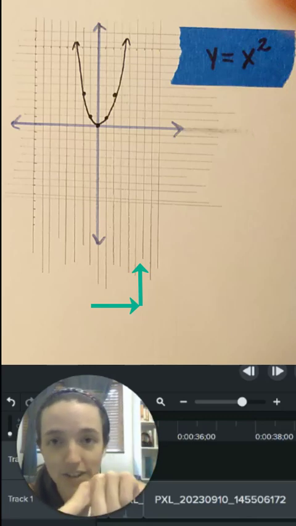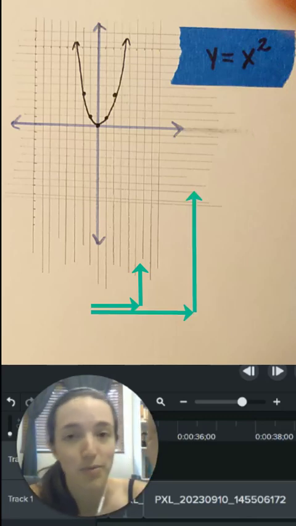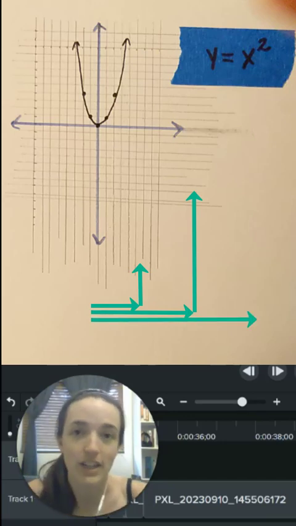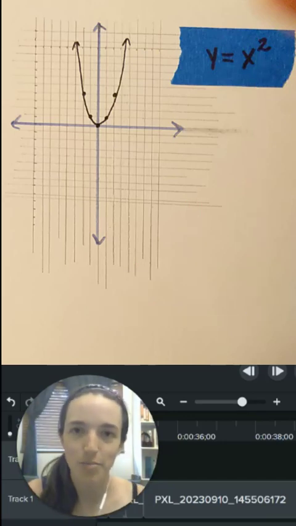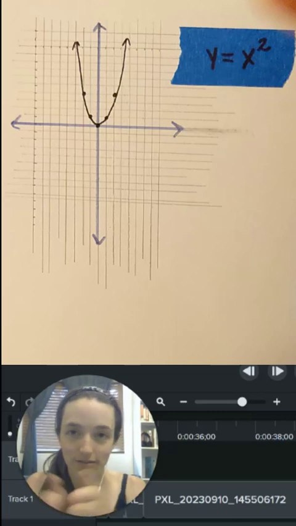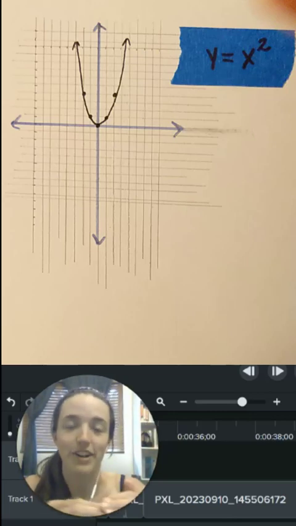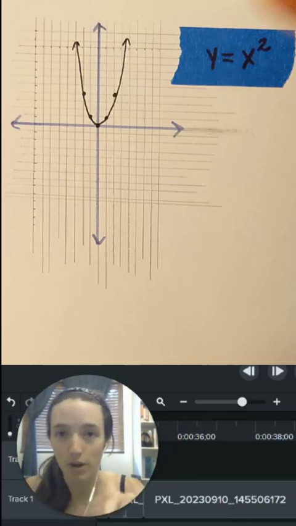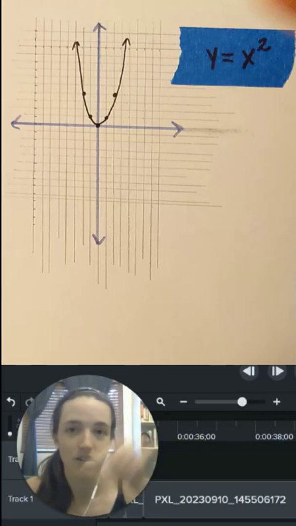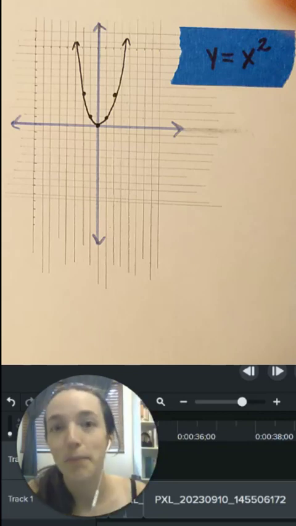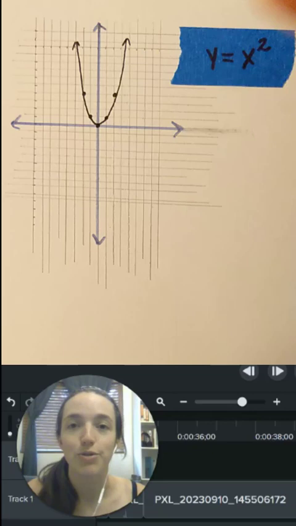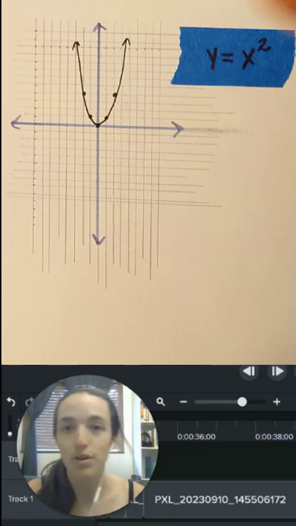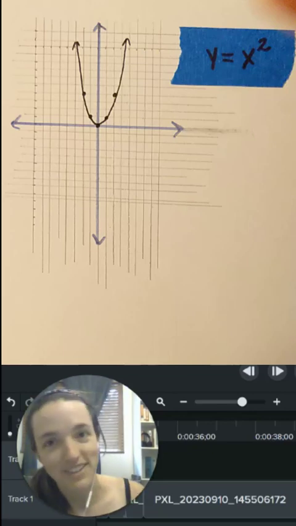Then I went back to the vertex, over 2, up 4. And I could have kept going and gone back to the vertex, over 3, up 9. And I'm getting those numbers by taking the over number and squaring it to figure out how far up I should go. 1, 1, 2, 4, 3, 9. So that's the parent function, and then you can do transformations on that parent function to move it around, which is what you're going to see next.